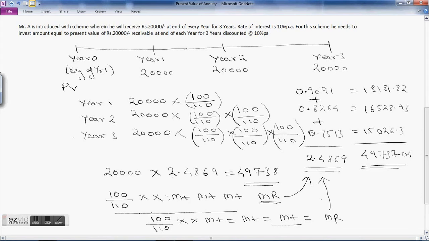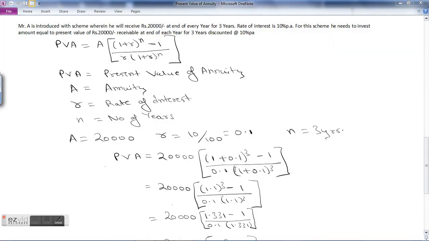Now there is one formula for calculating the present value of an annuity also. I'll put that formula and explain it for the same example. Mr. A is introduced to a scheme wherein he will receive 20,000 at the end of every year for 3 years. The rate of interest is 10% per annum. For this scheme he needs to invest an amount equal to the present value of rupees 20,000 receivable at the end of each year for 3 years, discounted at 10% per annum.